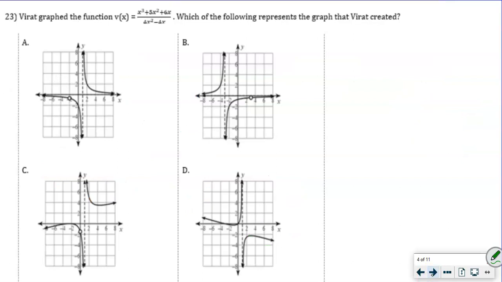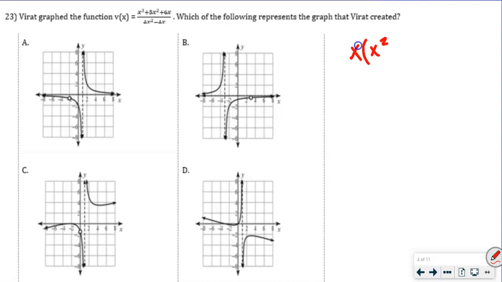So the next one says, graph the function, which of the following represents the graph that Virat created. Okay, so what we want to look for here is some vertical asymptotes, horizontal asymptotes, and also some zeros. So the first thing I'm going to do is factor the numerator to see if we can figure out what the zeros of this function are.